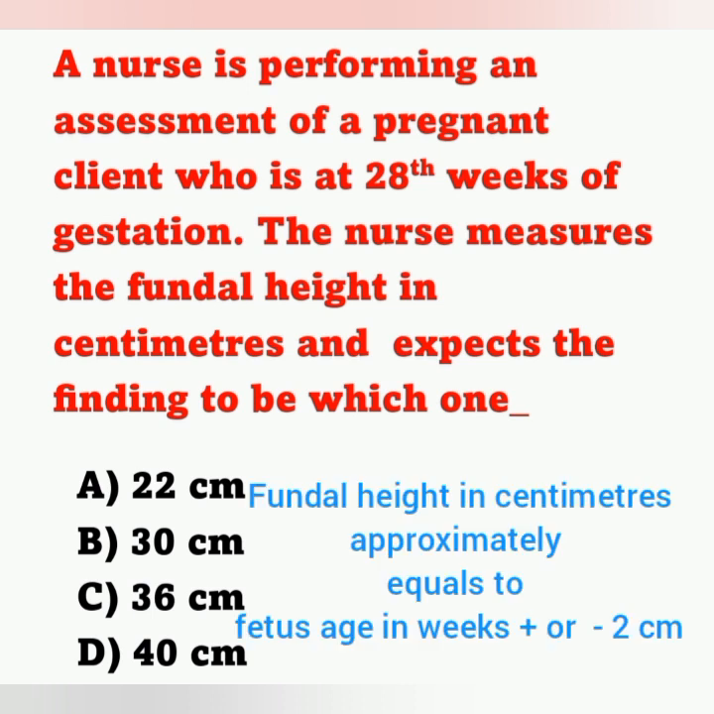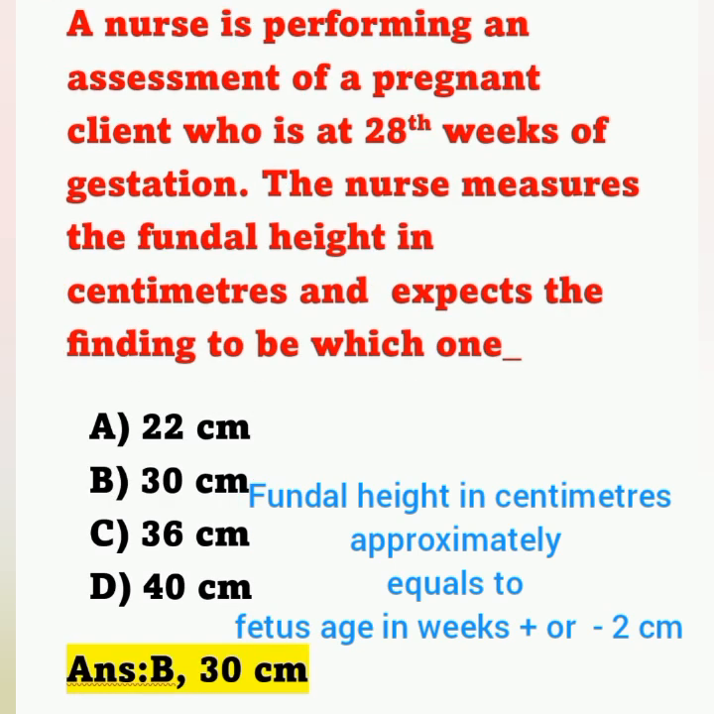So here the answer is in centimeters. Fundal height in centimeters is approximately equal to fetal age in weeks, plus or minus 2. Here the fetal age is the 28th week of gestation, so 28 plus or minus 2. In our options, plus 2 gives 30 centimeter, so we can expect 30 centimeter. Once again, fundal height in centimeters is approximately equal to fetal age in weeks plus or minus 2.